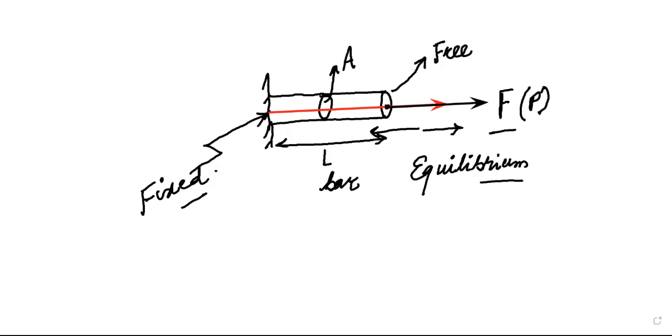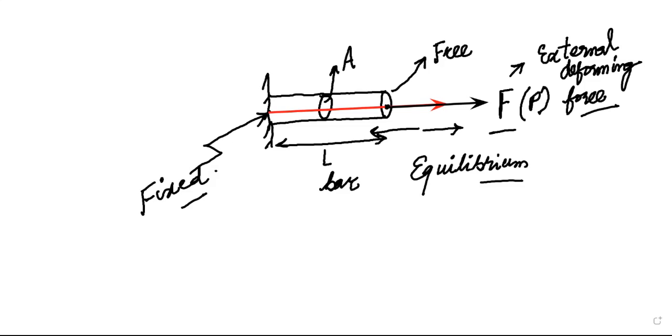We call this force F an external force, or an external deforming force. This is not only an external force, this is an external deforming force. Why is this an external deforming force? Because this force is trying to deform your machine element. The bar has length L. As we apply force F on this bar, the length of the bar will change, the area of the bar will change. So the force F applied at the free end is simply a deforming force. It's trying to deform our machine element.